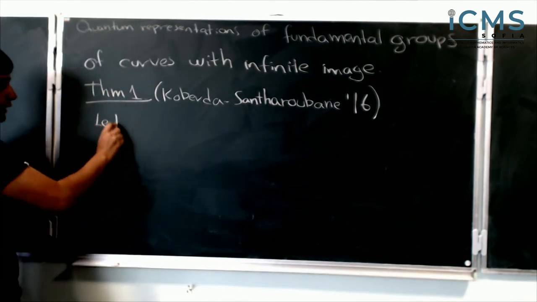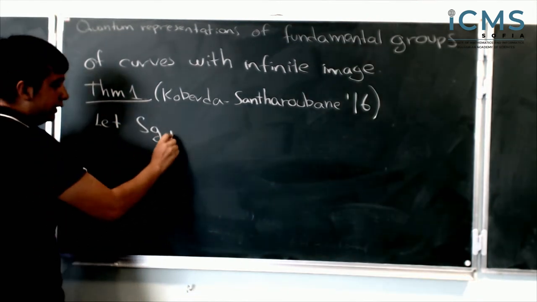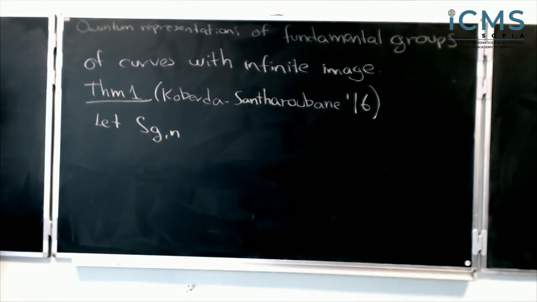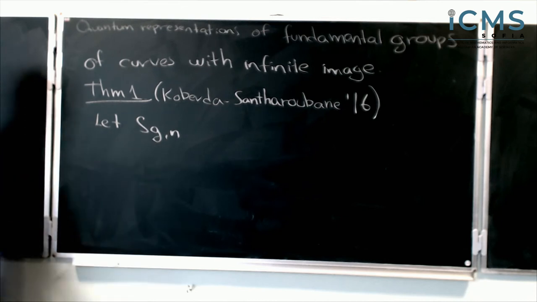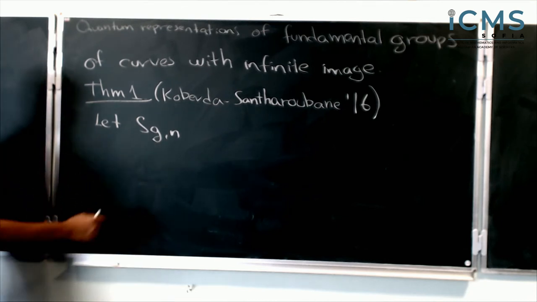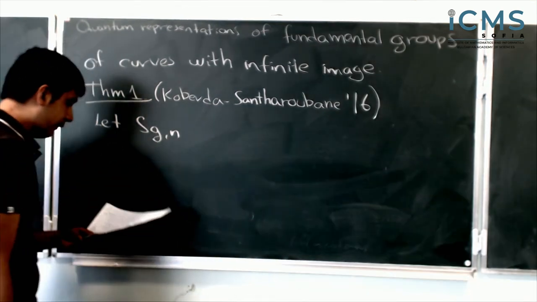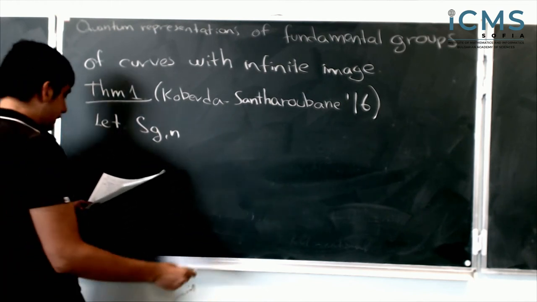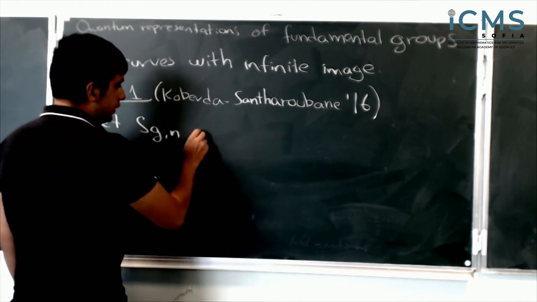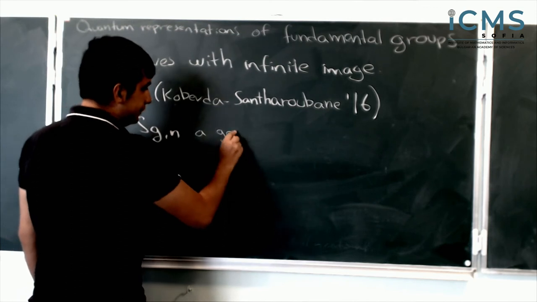We will take a Riemann surface of genus G, that we always take orientable, with n marked points.